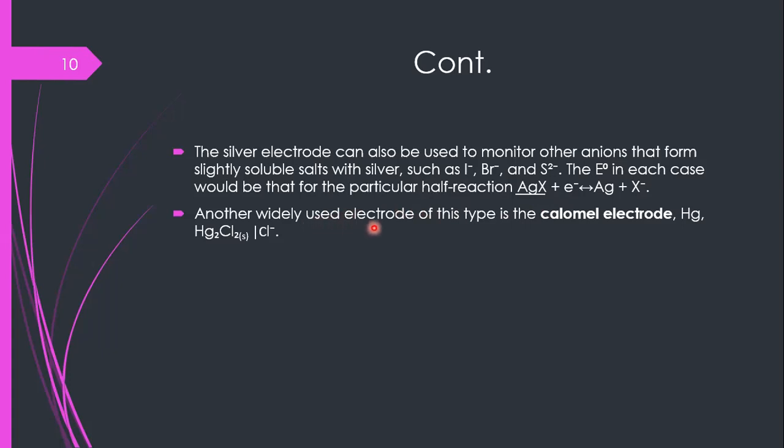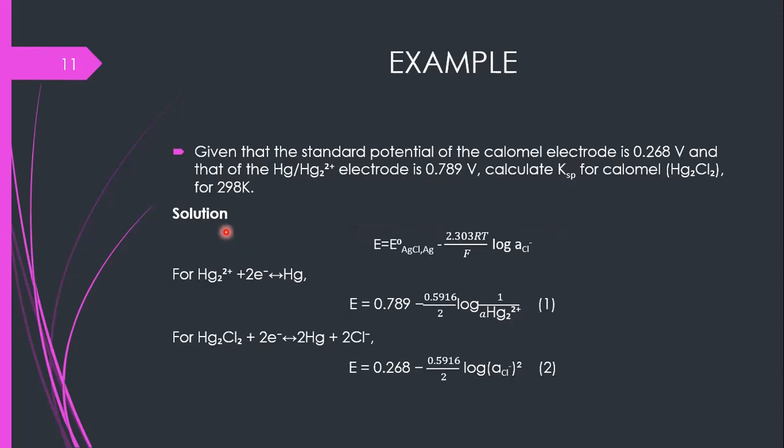Another widely used electrode of this type is the calomel electrode, which includes mercury and Hg2Cl2. Now we will discuss an example related to the metal and metal salt electrode. It is given that the standard potential of the calomel electrode is 0.268 volts and that of the mercury electrode is 0.789 volts. We have to calculate the solubility product for calomel at 298 Kelvin. This is the solution here.